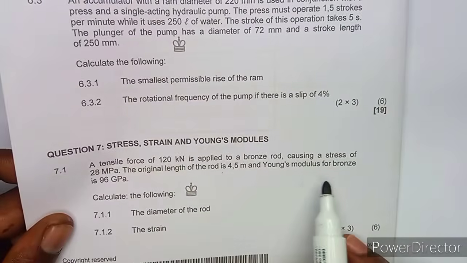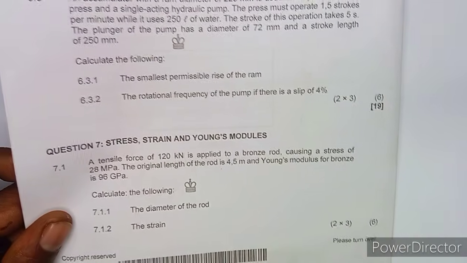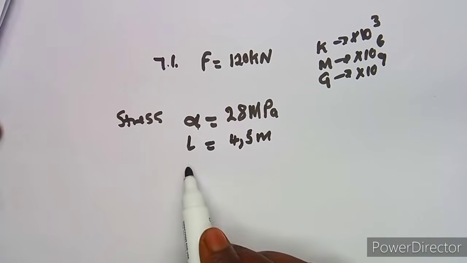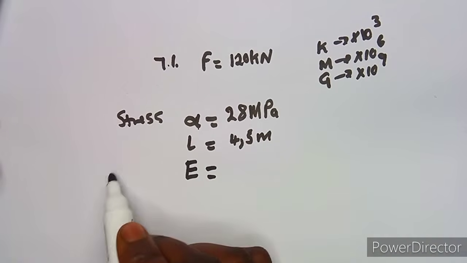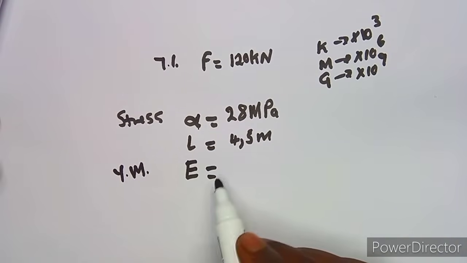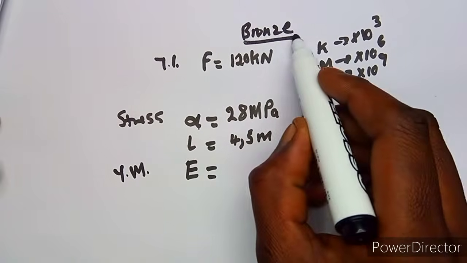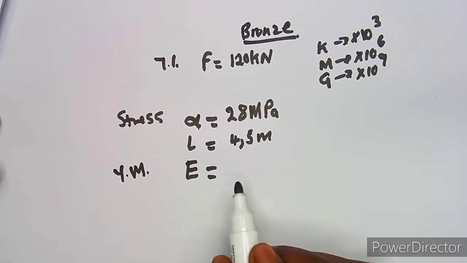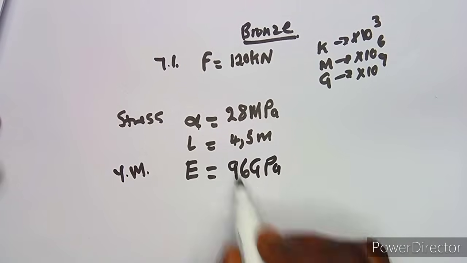Then we are given the Young's modulus for bronze is 96 giga. This is the Young's modulus, which is given by E like this. That's the Young's modulus or modulus of elasticity of the bronze. In this part we are working with bronze. So this is 96 gigapascals. So just list down the information.